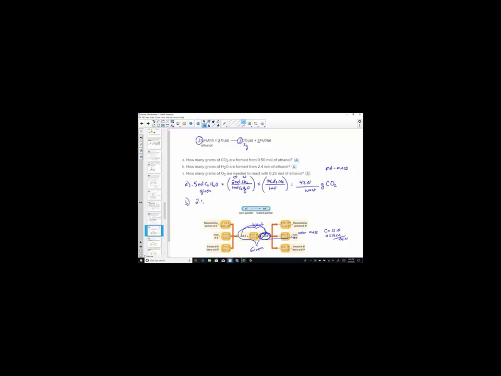Letter B gave us 2.4 moles of ethanol. But this time we wanted to know water. So with water's want over given ratio, we want to know water. Its coefficient is a 3. The coefficient of ethanol, still a 1. And in the next step, since we want to know water, we need to know its molar mass. So we have a new target this time.